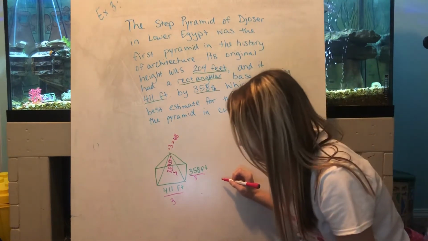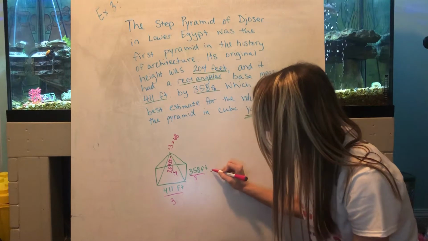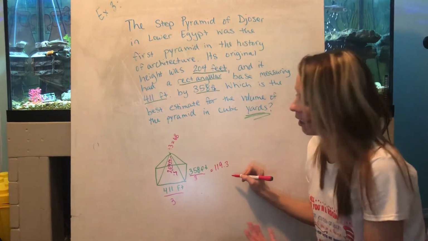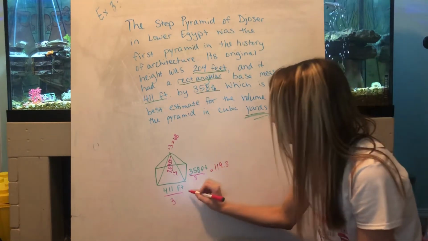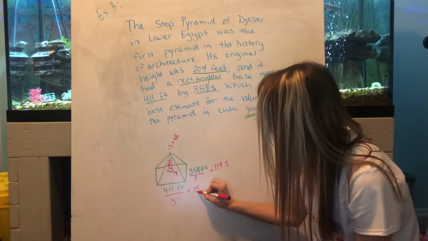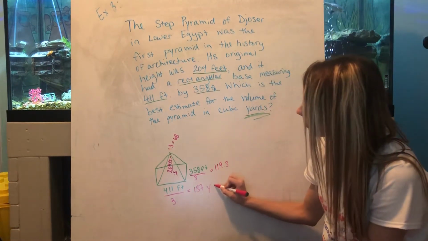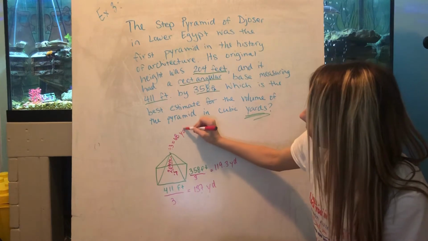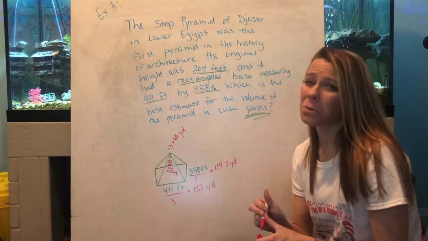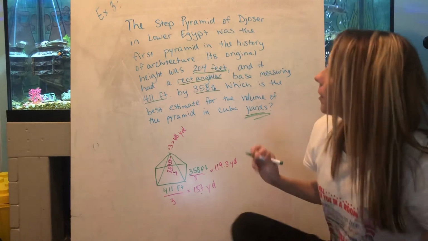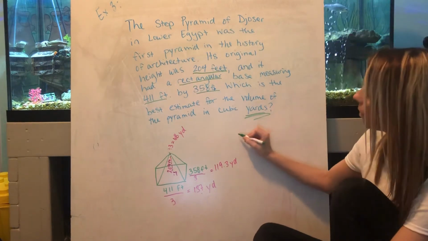358 divided by 3 gives me 119.3, 0.3 repeating technically. That's why it's going to be an estimate. 411 divided by 3 gives me 137. And all of these units are in yards now. Pay really close attention to units. Okay, so now we're going to calculate the volume.